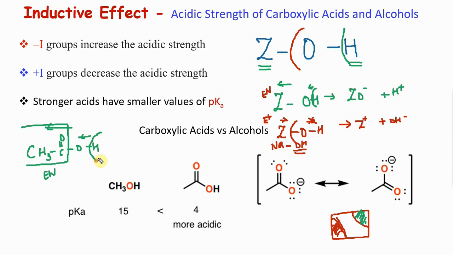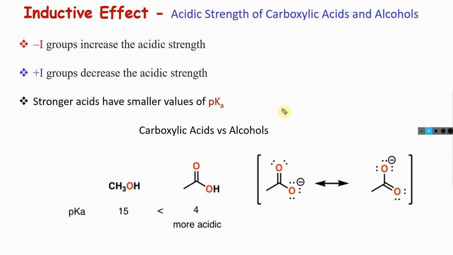So oxygen pulls the electron from hydrogen. It takes the hydrogen electrons and lets the hydrogen go. So it's an acid. So when you have a minus I group, it increases acidic strength because minus I pulls the electron. When you have plus I group, it decreases the acidic strength. Now let's see it where we are going to see. Okay, and the note I want to make here is stronger acids have smaller pKa values.